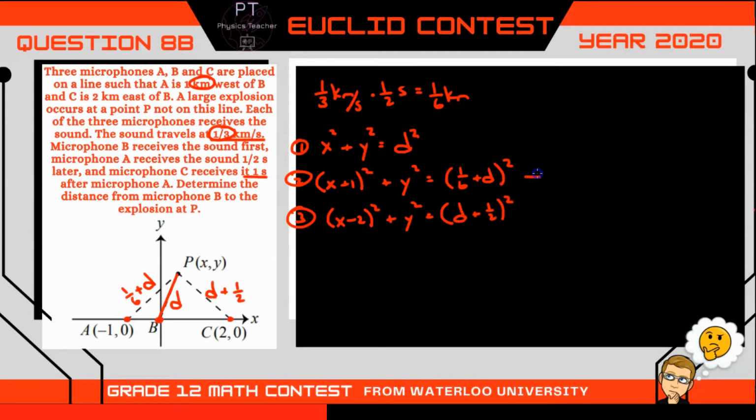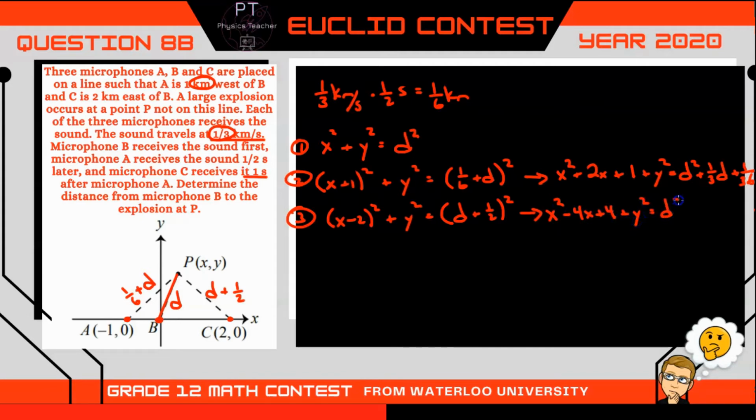Alright, so let's first expand equations 2 and 3 a little bit. If we expand equation 2, we get x squared plus 2x plus 1 plus y squared equals d squared plus 1/3 d plus 1/36. And if we expand equation 3, we get x squared minus 4x plus 4 plus y squared equals d squared plus d plus 1/4. All we did was expand the squares in our equations.